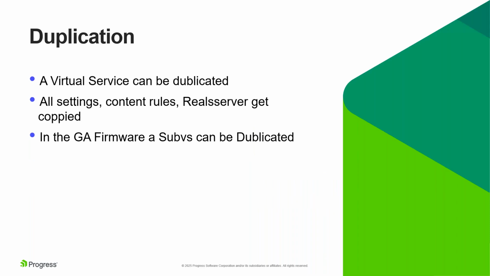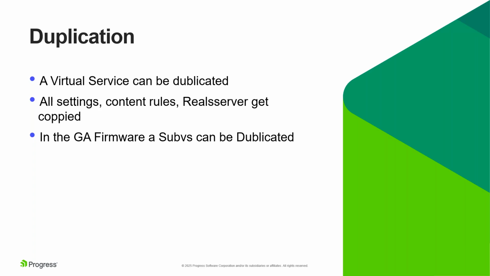Now, you have the option to duplicate a virtual service. So when you go into a service, on the top right side, you have three buttons. One of them is called duplication. So you can duplicate a virtual service with the same settings as it has. Same real service, same settings, same everything. And you can duplicate it to a different IP or a different port. So that's pretty nice if you want to make changes to something without interfering on the production service. This is pretty handy. All settings, all rules, real service, everything get copied.